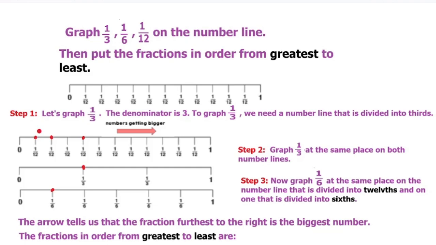Okay, so that means the numbers in order from greatest to least are 1/3. This is the greatest, 1/3. Then comes 1/6. This is 1/6. And then 1/12. This is 1/12 here. And that's the end of that lesson.